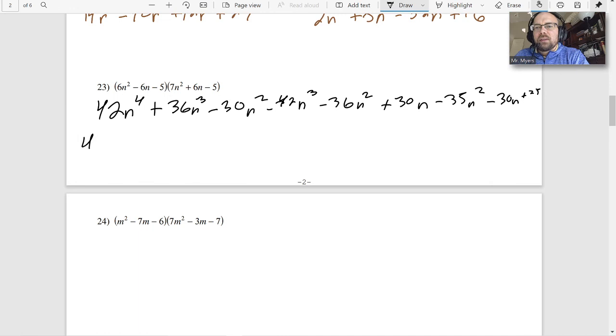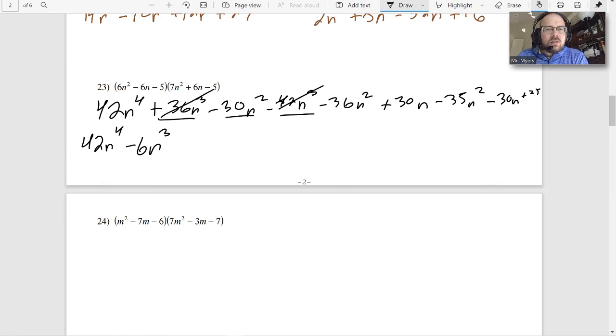So the 42, that's never going to combine with anything. As long as they're in descending order, that first one and the last one don't combine with anything. So we've got n cubed. So that's a minus 42, positive 36, that's a minus 6 n cubed.